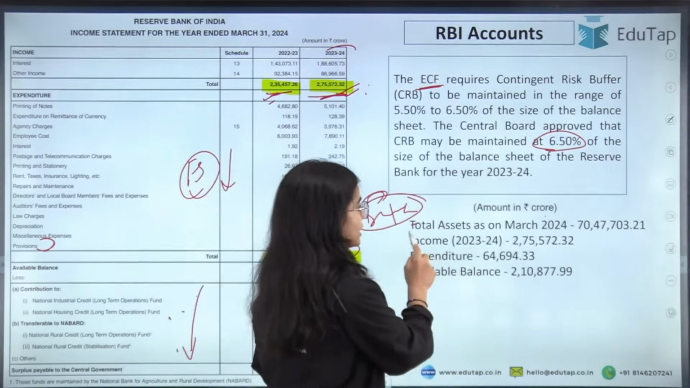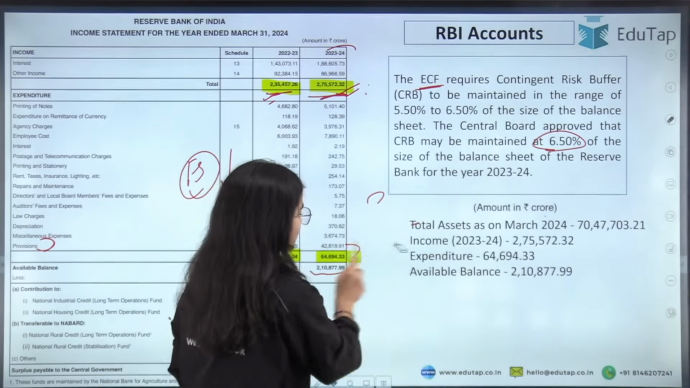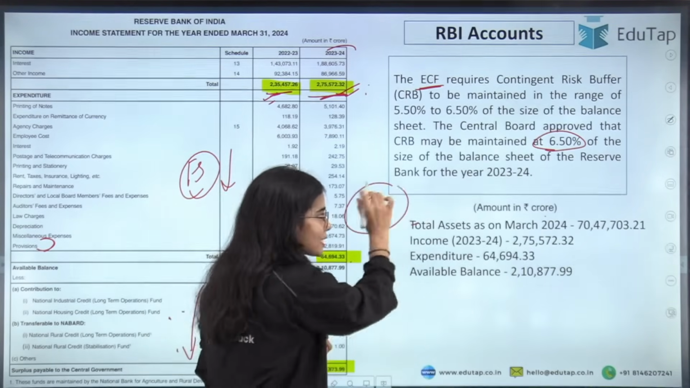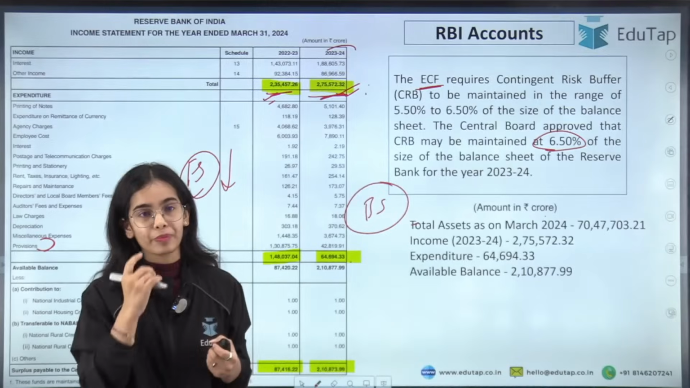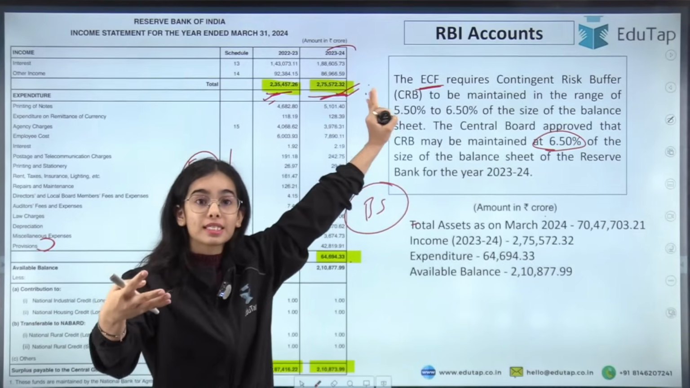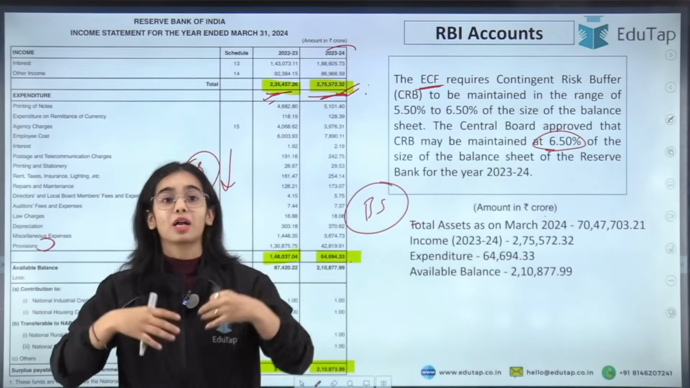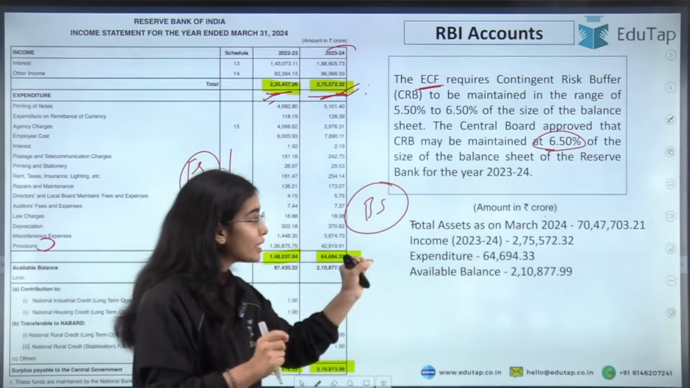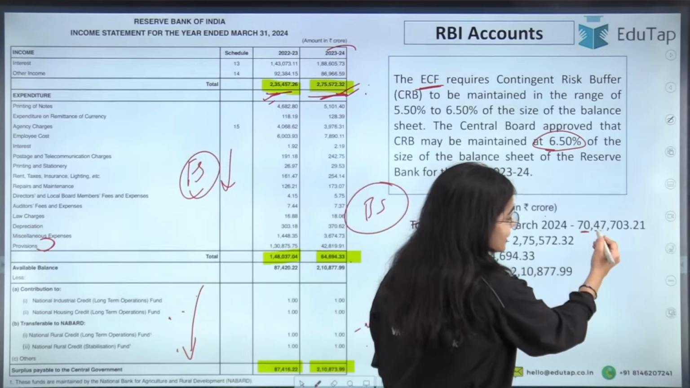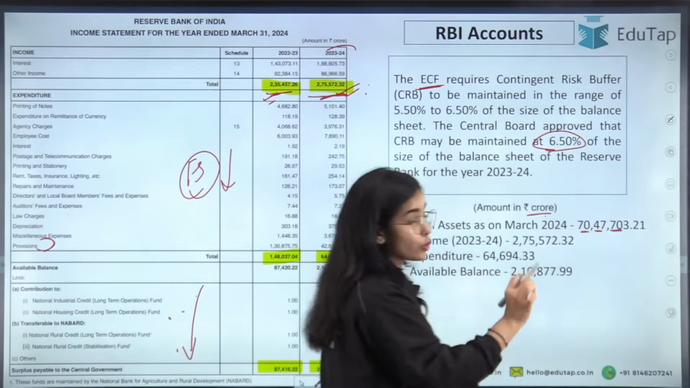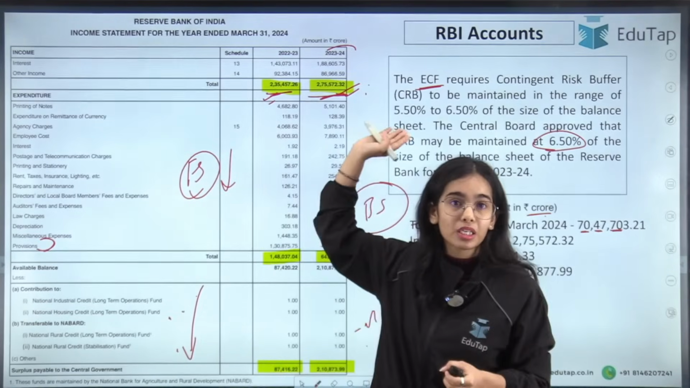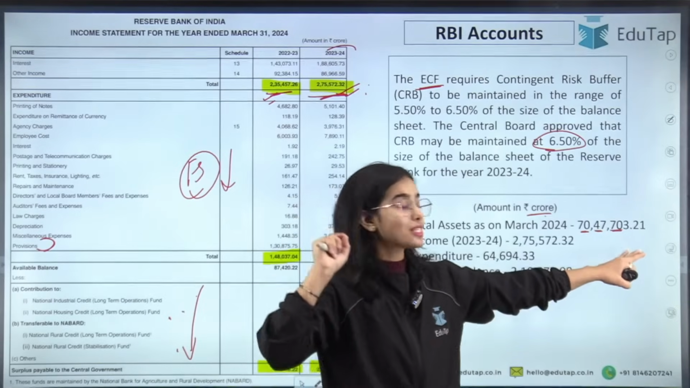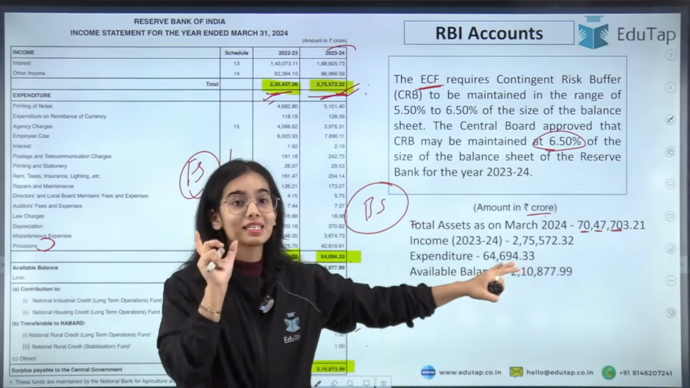Now, total assets. What is the balance sheet? The balance sheet shows the total assets of the Reserve Bank of India. That is different from the total income. The RBI has so many regional offices and so much income and such. The total assets of the RBI are actually 70,47,703 crores, while the income was 2 lakh something crores. So the RBI has 70,47,703 crores of assets.